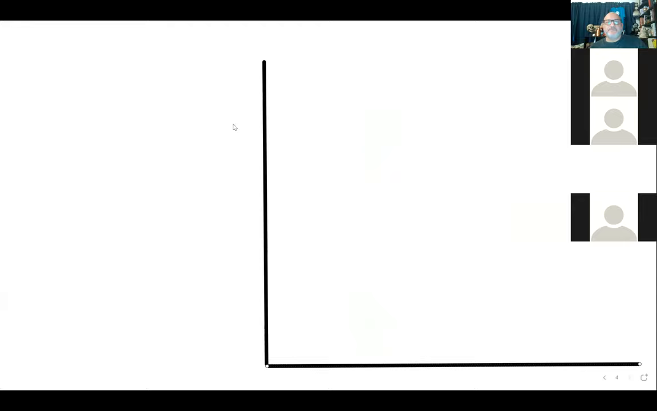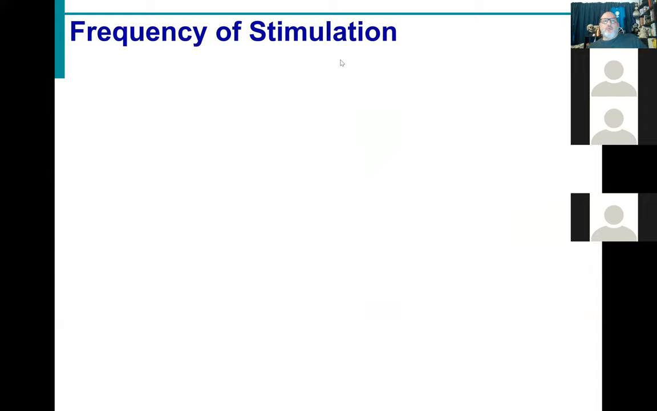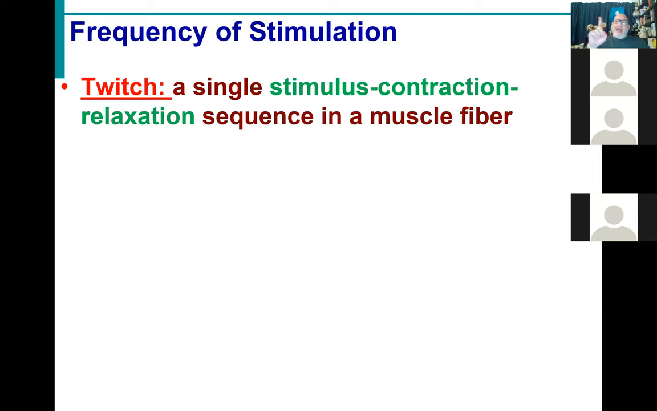All right. So, as we mentioned, the other way we can determine how much strength a single muscle cell produces, how much tension or force a single muscle cell produces, is by how quickly we stimulate it. Now, first thing we need to understand about this is what happens when we stimulate a muscle cell once.